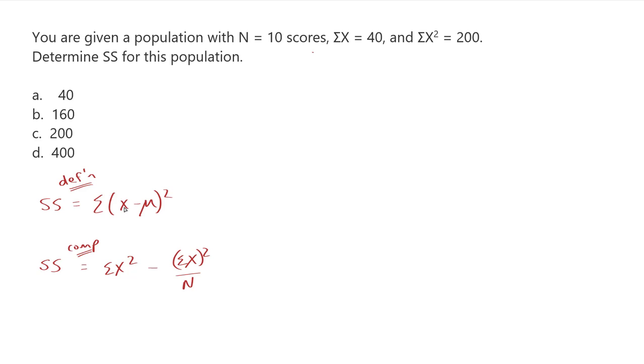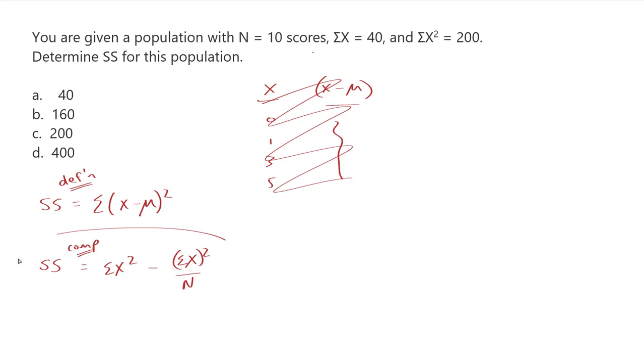So we don't have individual scores. We don't know the individual values of x, so we could never make a list of all of the x scores, like 0, 1, 3, 5, and so on. We couldn't do that. So we couldn't create a column where we find the deviations and so on. Instead, we have to use the computational formula, and all that we need to do is just drop these values in.